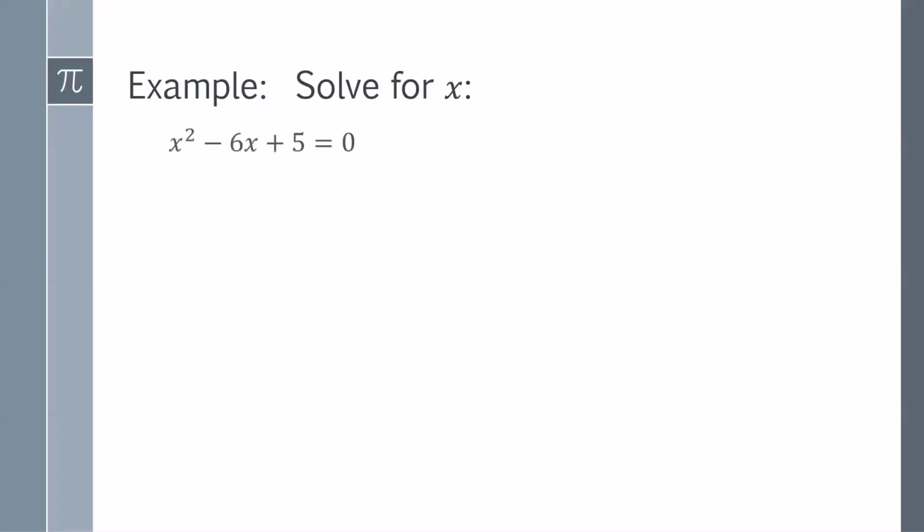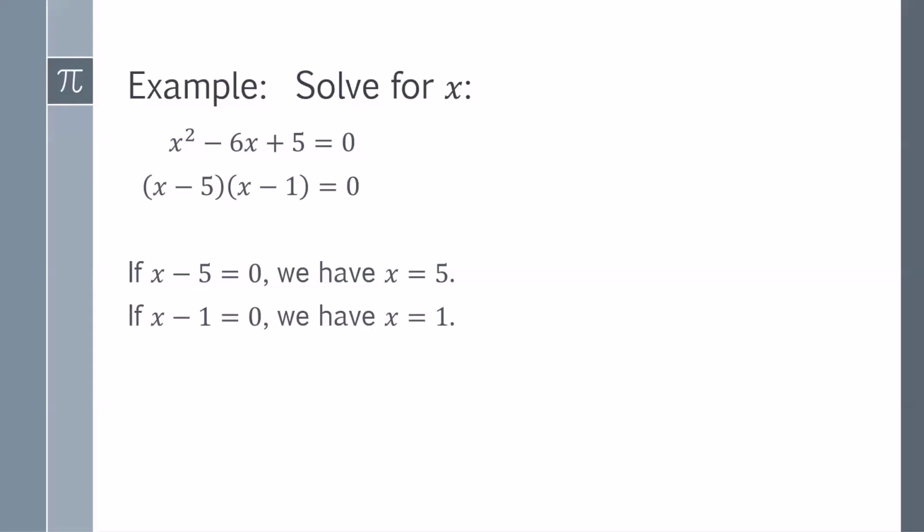For example, solve for x if x squared minus 6x plus 5 is equal to 0. Begin by factoring the left side. Two numbers that add to negative 6 and multiply to positive 5: in this case, negative 1 and negative 5. So we get (x minus 5) times (x minus 1) equals 0. If x minus 5 is equal to 0, x has to be 5. If x minus 1 is equal to 0, x is equal to 1. So the solutions here for x squared minus 6x plus 5 equals 0 are 5 and 1.